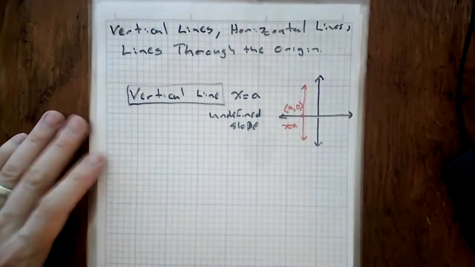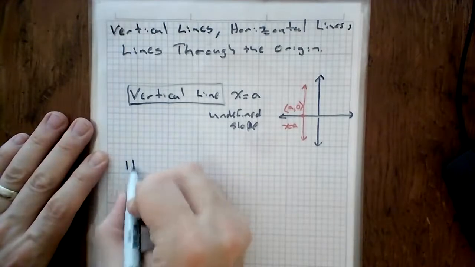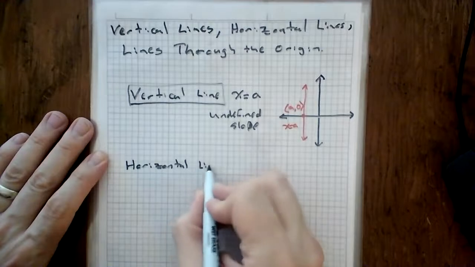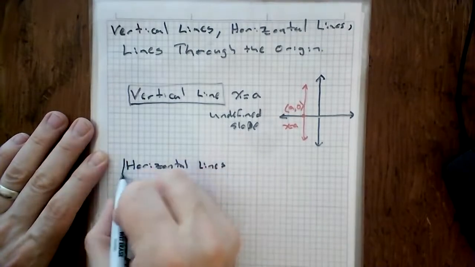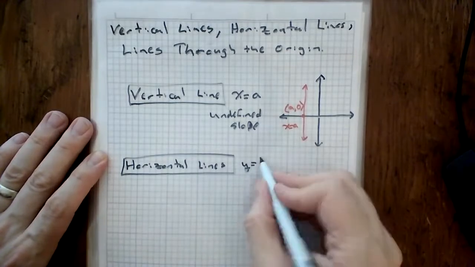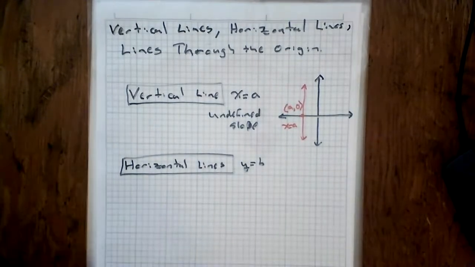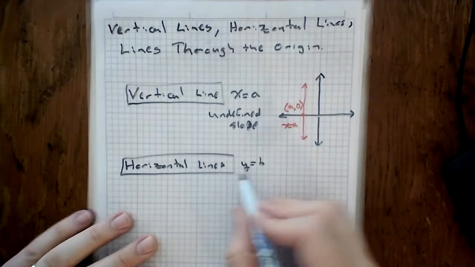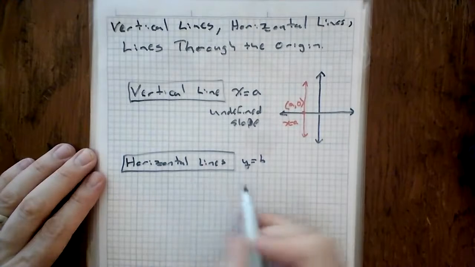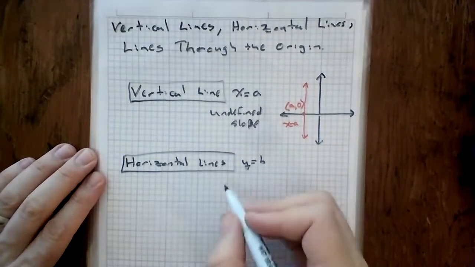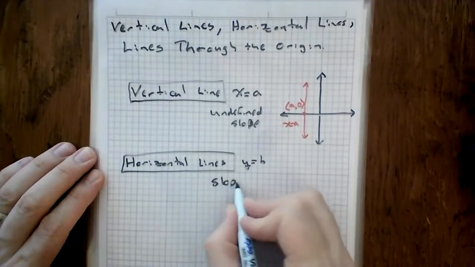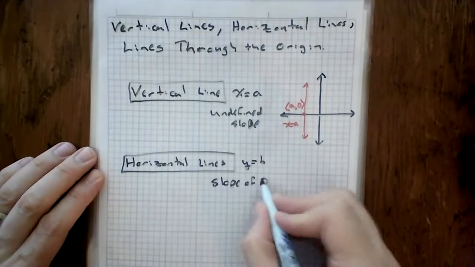Next, we've got a horizontal line. Horizontal lines are always given by the equation y equal to a constant. And here, because our y doesn't change, we've got no rise. It can have a run, but it has no rise. Since slope is given by rise over run, this will have a slope of 0.